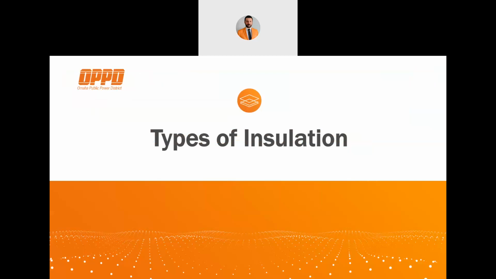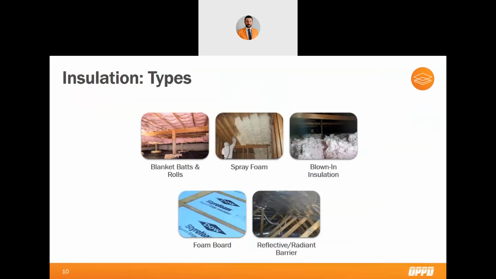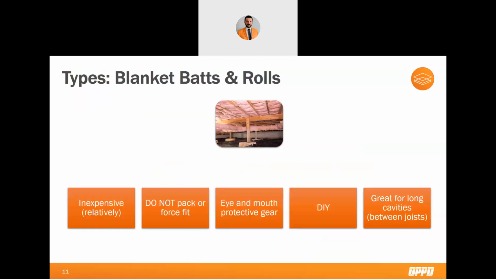Alright. We have some information in our back pockets on how insulation works. Let's look at the different types of insulation. Our main insulation types come down to blanket or bat rolls, spray foam, loose fill blown-in insulation, foam board, and reflective or radiant barrier. Bat insulation is relatively inexpensive when compared to the other applications.